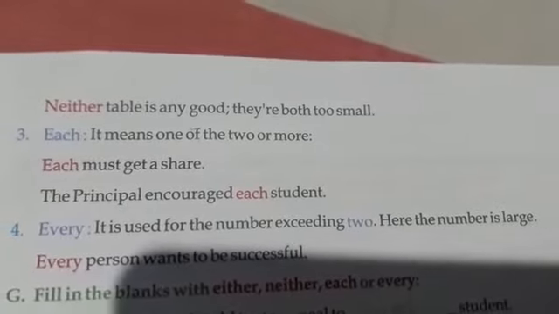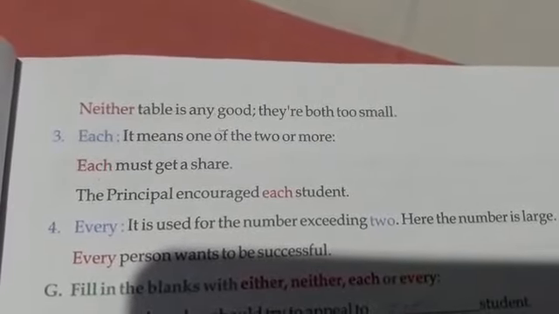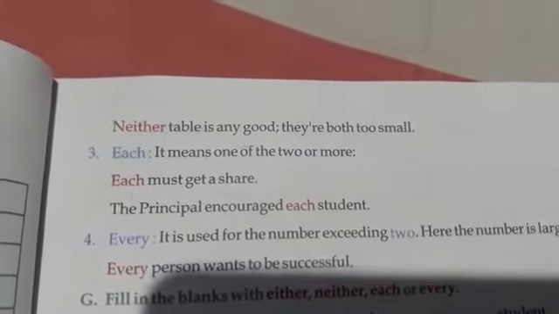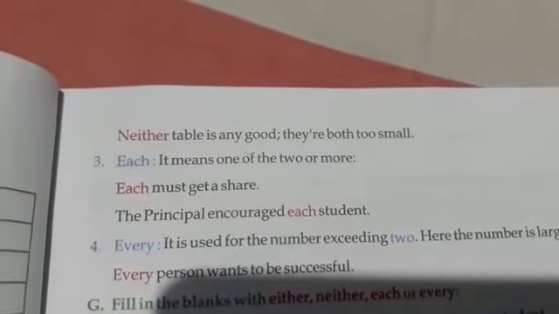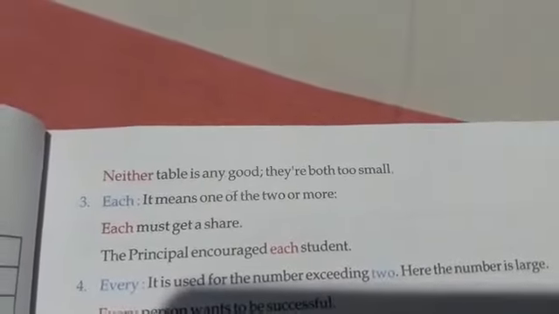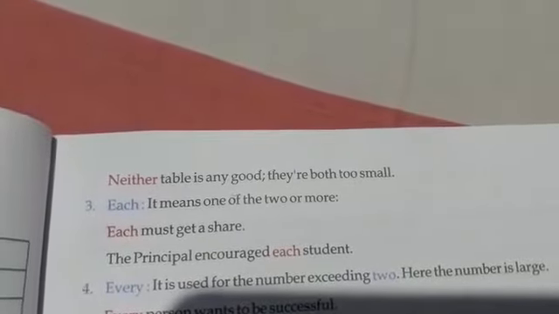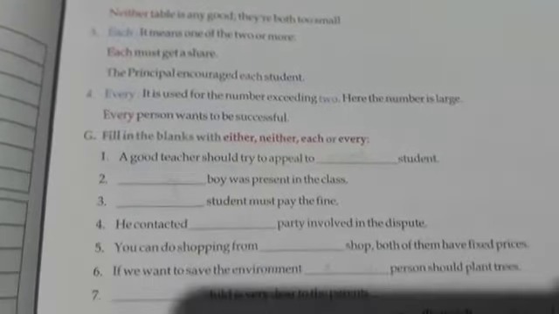Here the number is large. Every person wants to be successful. It is used for a large number. Every person means every person in the world, on the earth. But if we talk about the students, it means a small number, 30, 35 students. So we can say each student. Now you have to fill up the blanks with the help of either, neither, each and every.